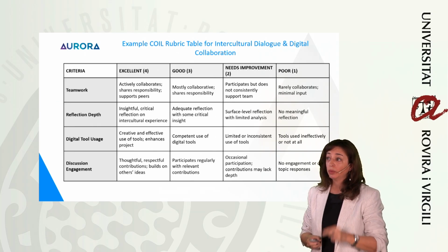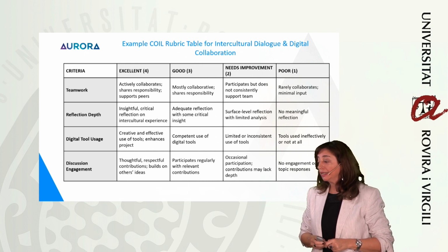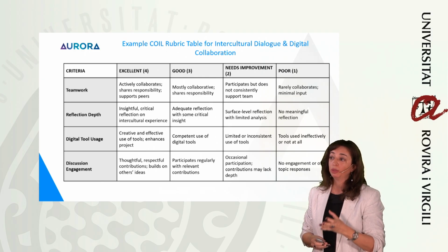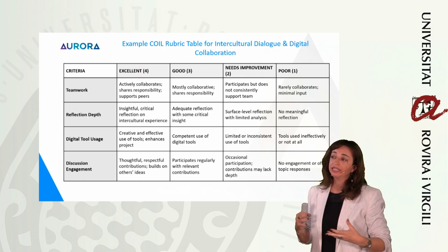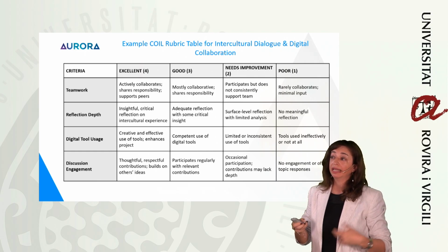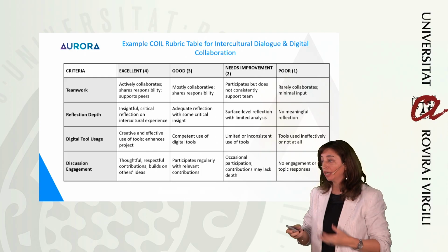So let's have a quick look at this example. As you can see here, the criteria is properly defined, such as teamwork, reflection depth, digital tools, and discussion engagement, and also the descriptors, right? Like the excellent, good, needs improvement, or poor.